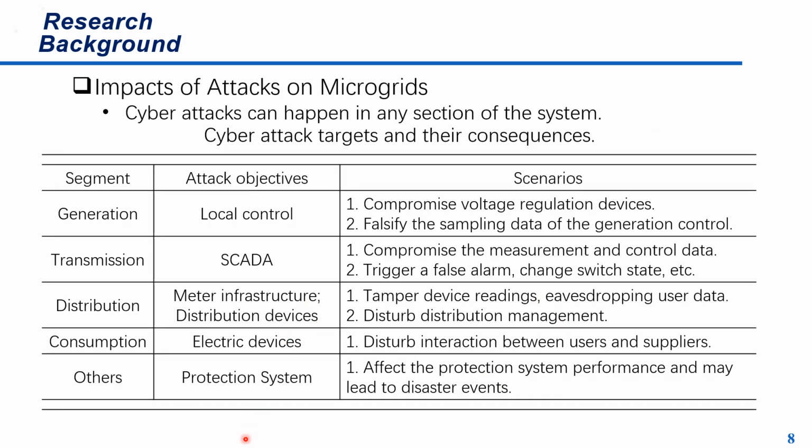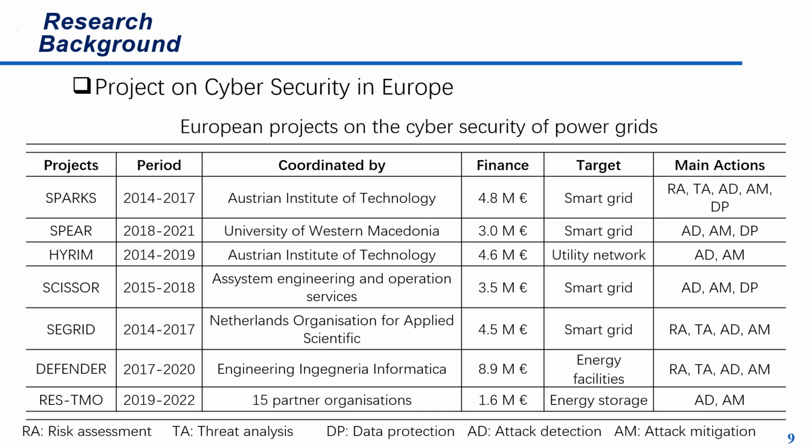This table shows the different impacts of attack on different parts of microgrid, from generation to consumption. For example, the attacker can compromise voltage regulation devices, tamper with the measurement, tamper with the device readings, or even affect the protection system. So, in order to protect power grids from cyber attacks, multiple projects have been carried out. As can be seen, the main actions here are based on risk assessment, threat analysis, data protection, attack detection, and attack mitigation.